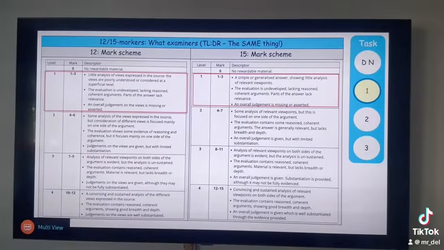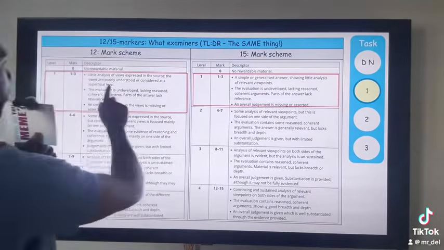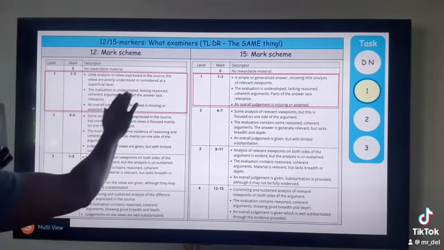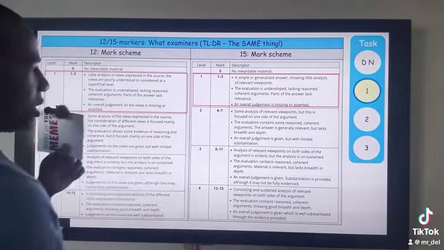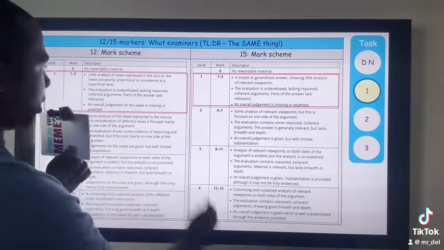So if you take the 12 and the 15 marker side by side, you might think there's a bit of a difference. There isn't. Have a quick look at this. So what you can see there is level 1. Okay, and you can see that generally speaking, the things are the same. So you can see here, little analysis of views or relevant viewpoints. Same thing. The evaluation is underdeveloped. An overall judgment is missing also.